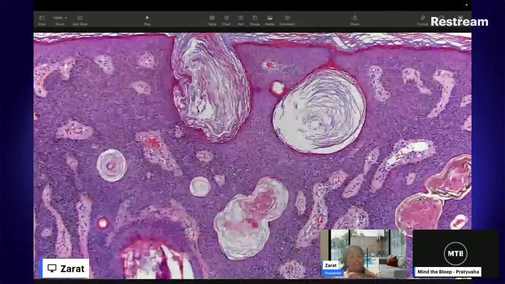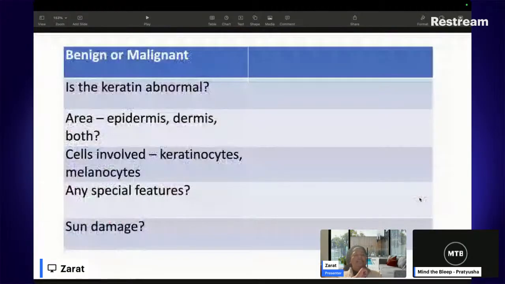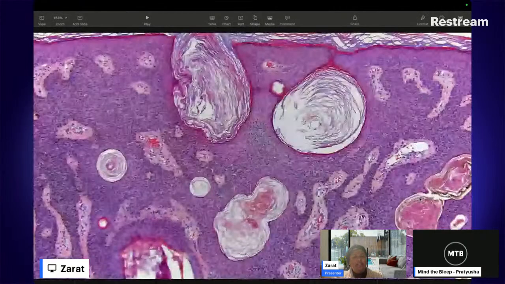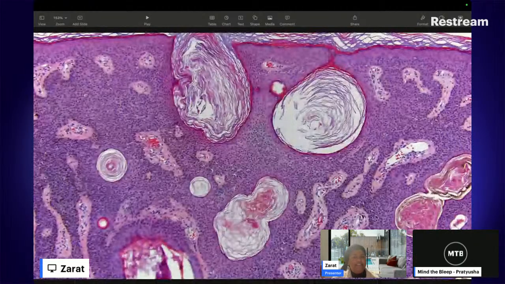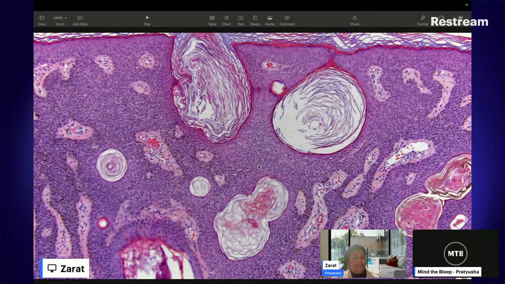Then we're trying to think, what are the cells involved? The two main cells, if you remember, we said the keratinocytes, which have the nice pink cytoplasm, and the melanocytes, which have the clearing around the nuclei. If you look at all these cells, they look like they have lots of nice pink cytoplasm. Doesn't appear to have any clearing. So I think we can say here that these are the keratinocytes.